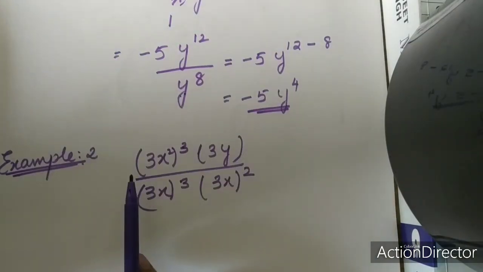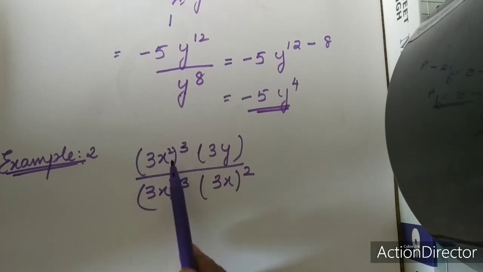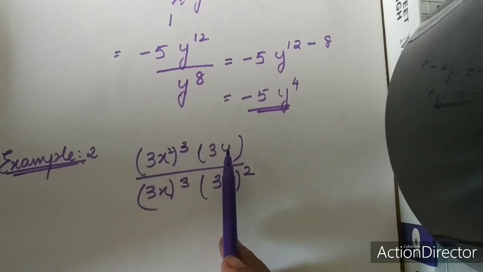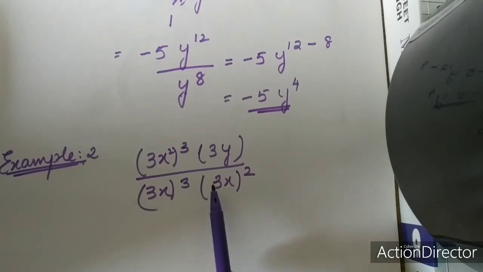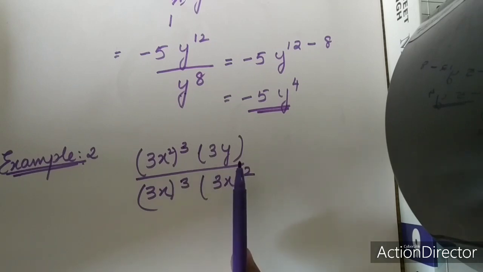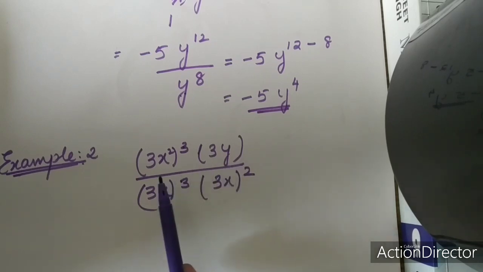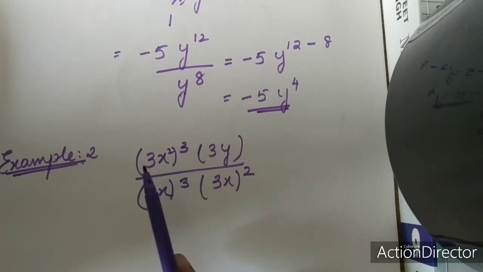Now moving on to example 2. Here you are given (3x square) whole cube into 3y upon (3x) whole cube into (3x) whole square. First we are going to remove this bracket. So while removing the bracket, you have to expand the first bracket over here.